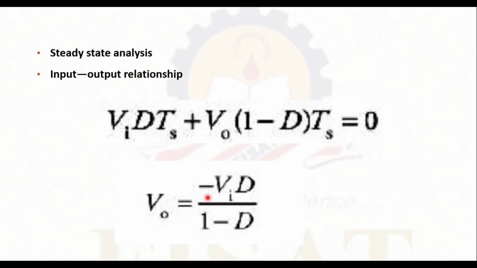Vo will be infinite when D is equal to unity. These are the points of the buck boost converter.